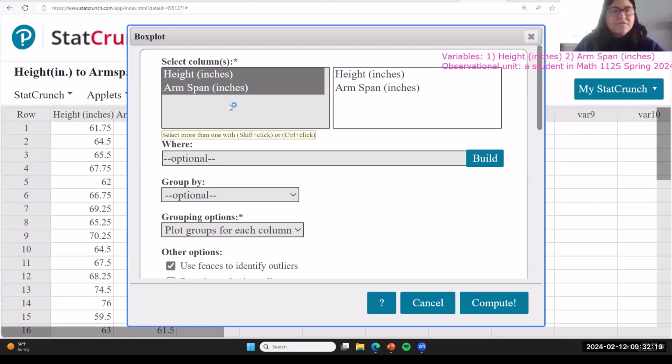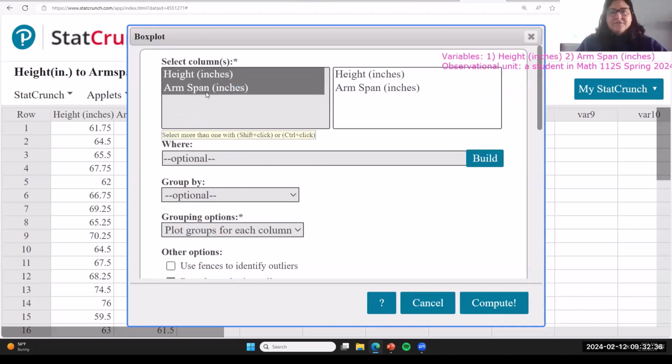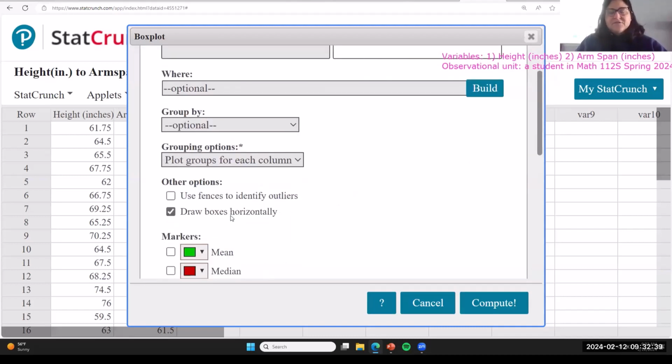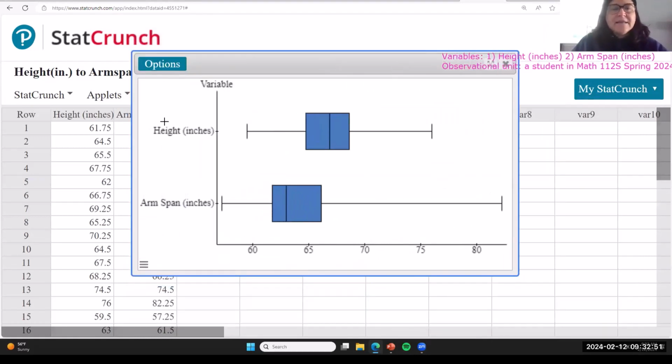But we want to be careful when we do a box plot. We won't use fences to identify outliers first. And I always like our box plots drawn horizontally. So I'm going to check this box to draw the box plots horizontally. And that's all you have to do. Check your data, check that your boxes are drawn horizontally. I unclicked the fences for the outliers for now, and I push compute. And then we've got 2 box plots here for height and for arm span.